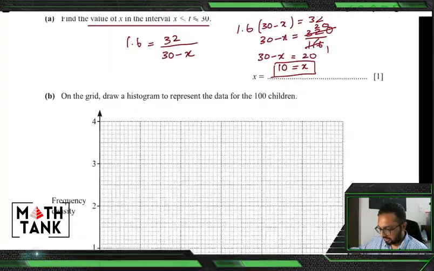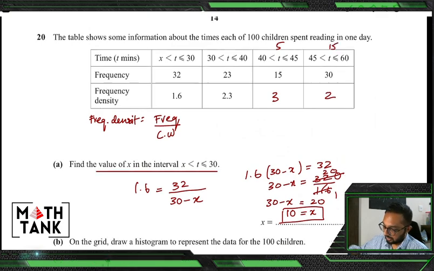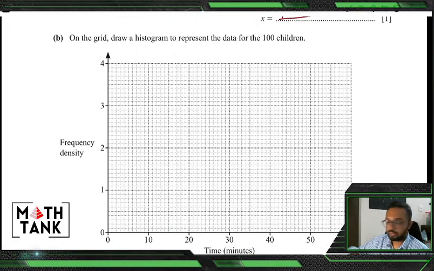Then drawing a histogram, I think we need to calculate all the frequency densities. This has a class width of 5, so 15 divided by 5 is 3. This has a class width of 15, so 30 divided by 15 is 2. And then you draw the histogram. I've done enough questions for you on the histogram. So those were the questions from the recent past papers about statistics in paper 1.